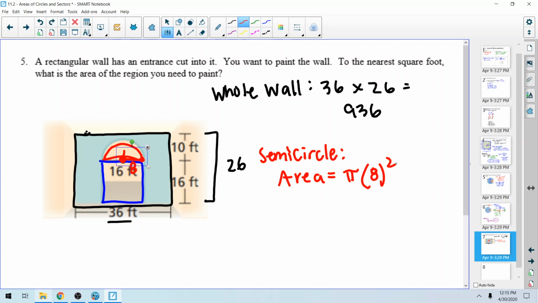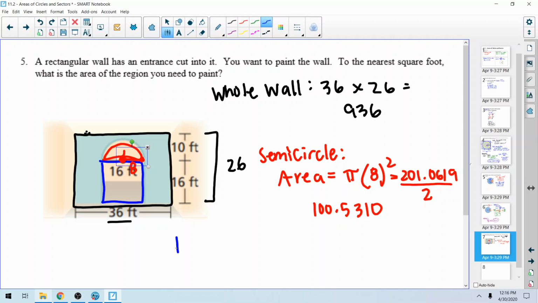So the area of the whole circle is 64 times pi, which is roughly 201.0619. And notice I leave a lot of decimals on there because this is not the final answer, and you don't really want to round until the final answer. Now, that's the area of the whole circle, but we don't have a whole circle. We have half of a circle. So now I'm going to take that and cut it in half, which gets me 100.5310. Okay, so that's my semicircle.